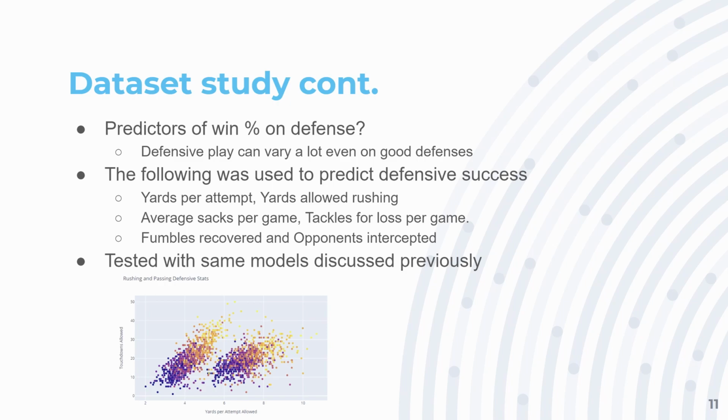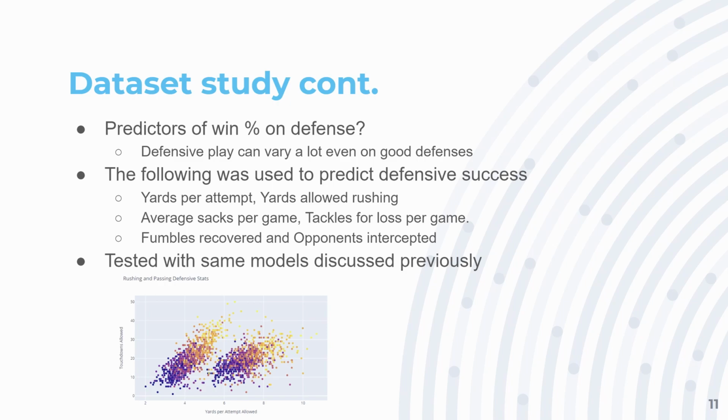So the columns from the data set that were used for the defensive model are yards per attempt, yards allowed rushing, average sacks per game, tackles for loss per game, as well as fumbles recovered and opponents' interceptions. These were chosen because, again, they paint a very good picture: if you allow low yards per game, you're getting to the quarterback and sacking them, hitting people behind the line of scrimmage, recovering fumbles, and intercepting the ball, you're doing a good job on defense, since it seems likely that those correlate to a higher winning percentage.